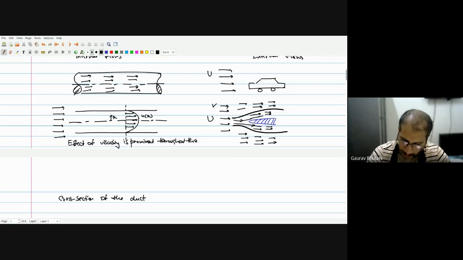Whereas in external flows, that is here, the effect of viscosity is only prominent in this solid black region. Okay, beyond the region, the effect of viscosity is not prominent because the flow is still behaving the same as it was when the object was not there. So it's as if there is no viscosity outside.